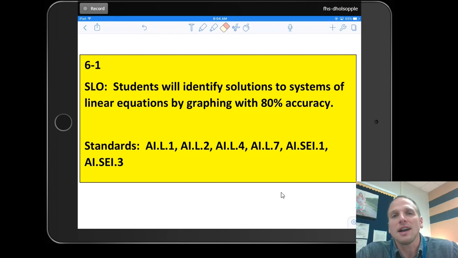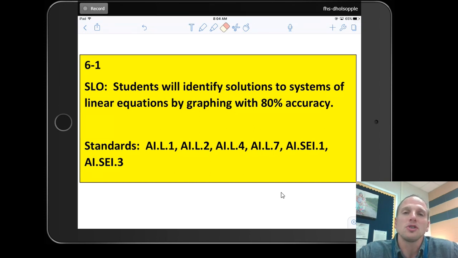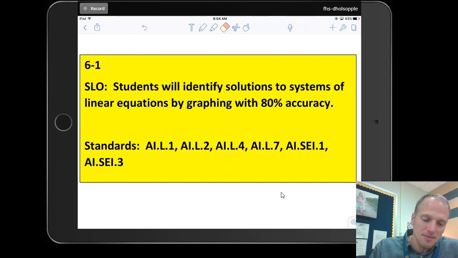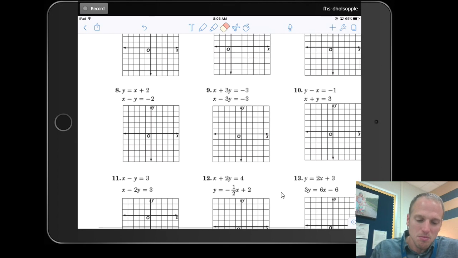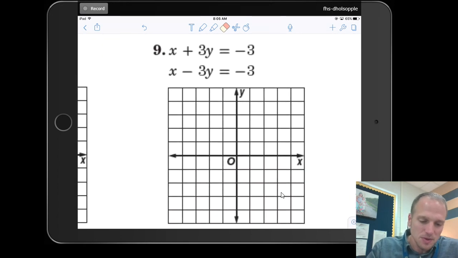What you're going to do today, the goal is that you'll identify solutions to a system of linear equations by graphing, with an 80% accuracy. And as I'm saying that, you might be saying, well, what does that even mean? Well, let's see what that means.